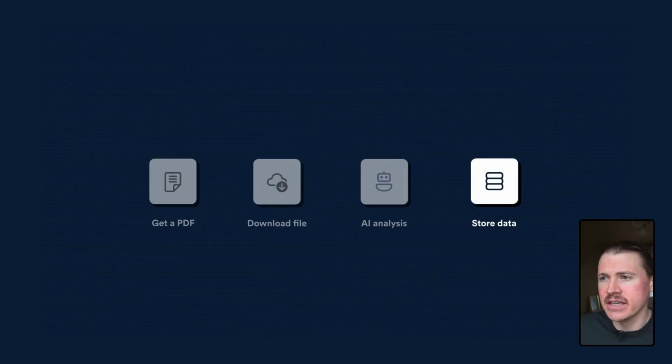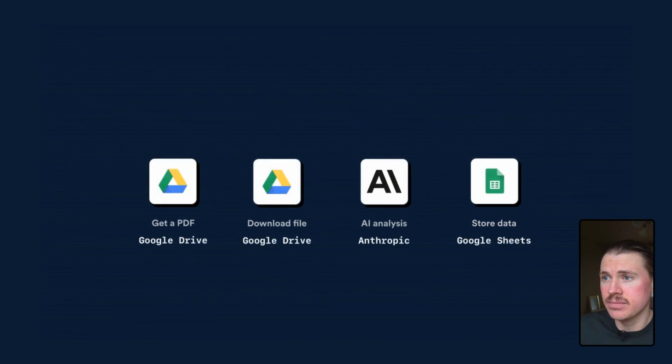For this example, I'm going to use an invoice PDF, and we're going to extract the key data points from that invoice. I'm going to be using the Google Drive app in Make to first get the PDF and then also download the file. We'll then use the Anthropic app and use the prompting a Claude module to actually run the AI analysis. And then lastly, we're going to store the data in a Google Sheet.